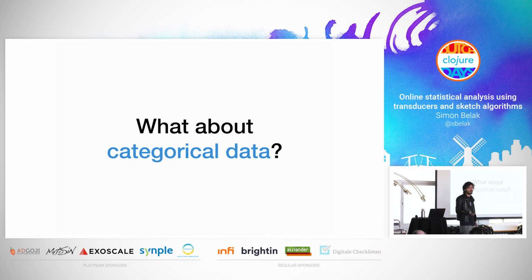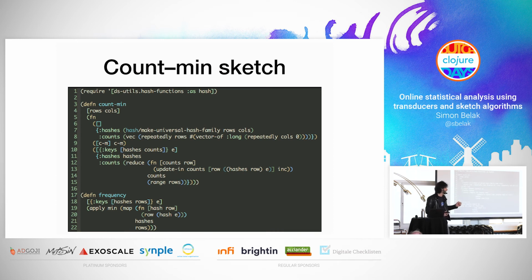But I'm just going to wrap it up. What about the cases where we have millions or hundreds of millions of categories? For instance, some statistics about web pages or something like that, where we have a huge amount of categories and a very long tail. Well, there is also a sketch algorithm for that, and it's called count-min sketch. And here is a sketch of the count-min sketch algorithm.